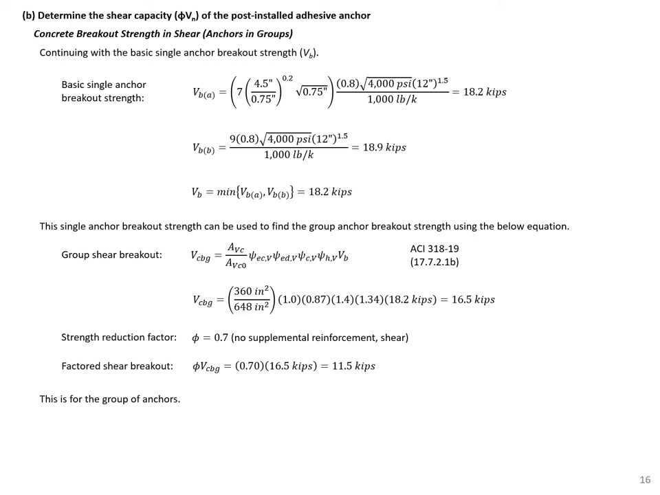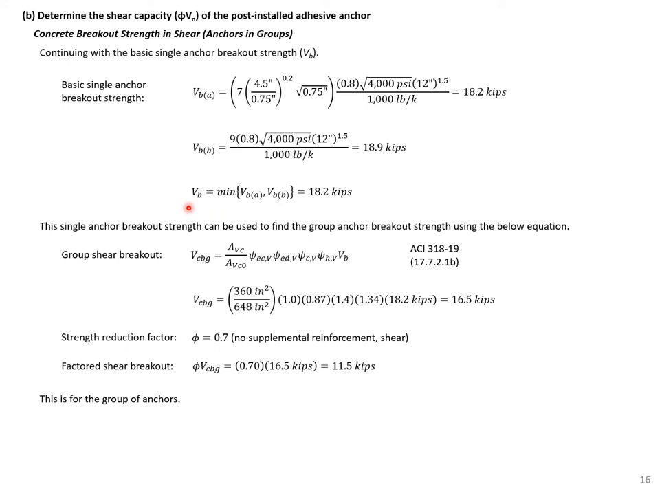We can then plug all of our known values into these equations from the previous slide to find the basic single anchor breakout strength. So our V sub BA, plugging in all of our values, is going to be equal to 18.2 kips, and our V sub BB is going to be equal to 18.9 kips. The minimum of these two is going to be 18.2, so that'll be what our V sub B is equal to.